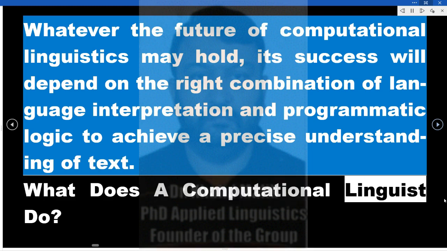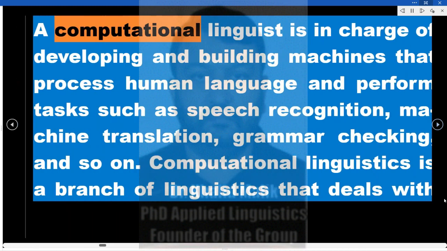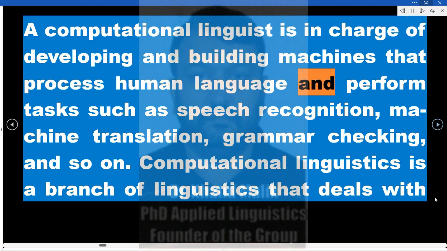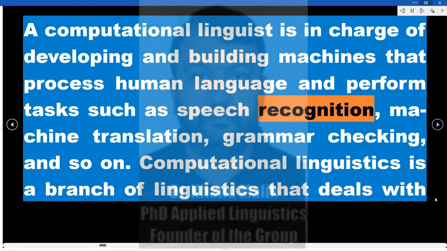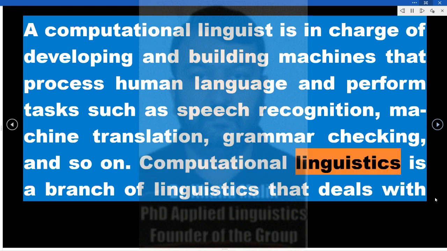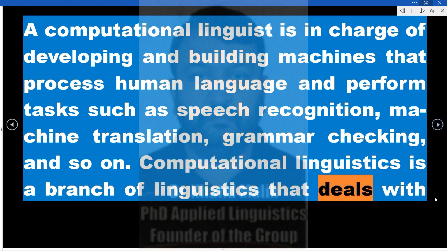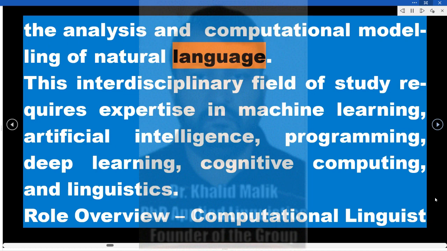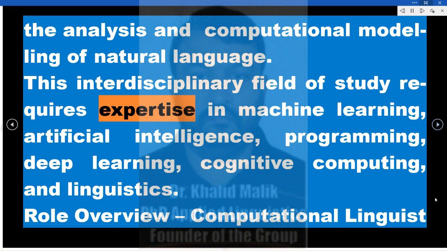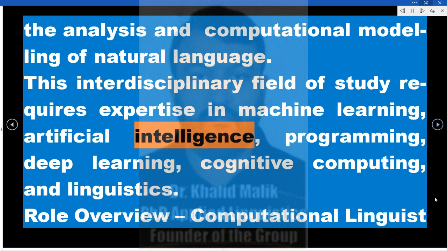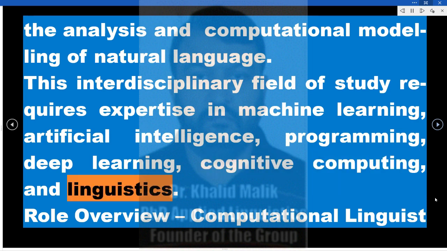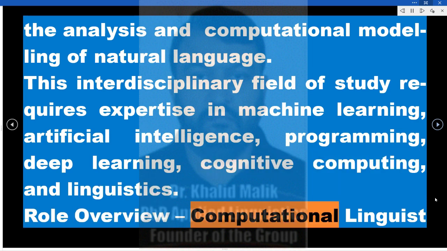What does a computational linguist do? A computational linguist is in charge of developing and building machines that process human language and perform tasks such as speech recognition, machine translation, grammar checking, and so on. Computational linguistics is a branch of linguistics that deals with the analysis and computational modeling of natural language. This interdisciplinary field of study requires expertise in machine learning, artificial intelligence, programming, deep learning, cognitive computing, and linguistics. Role overview: a computational linguist.